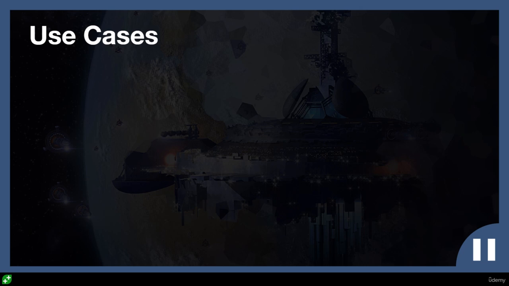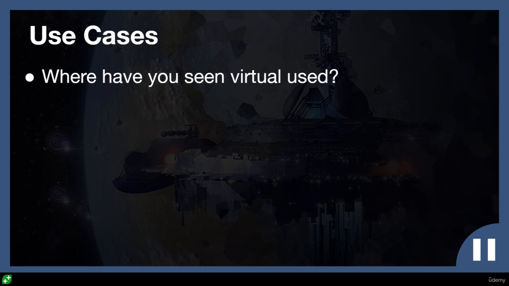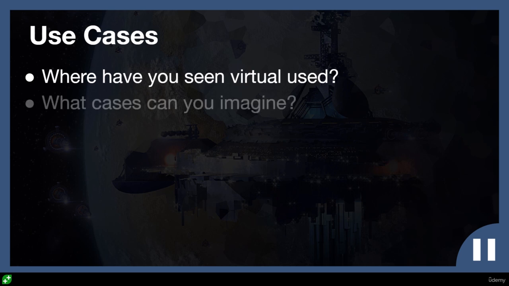Now, let's think about some more use cases for virtual functions in general. We've already seen some from the engine. Where have you seen virtual used before? Where can you imagine using it? We've just seen a use case example where you might have a gun and different overrides of that implement shoot in different ways. How else could you imagine using virtual functions that override the functionality in parent classes?